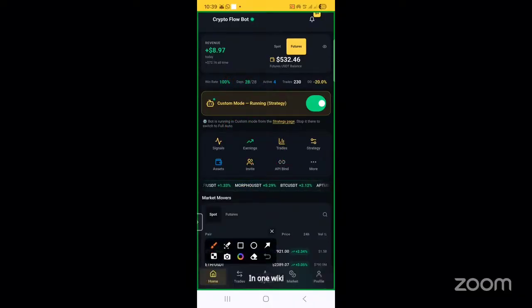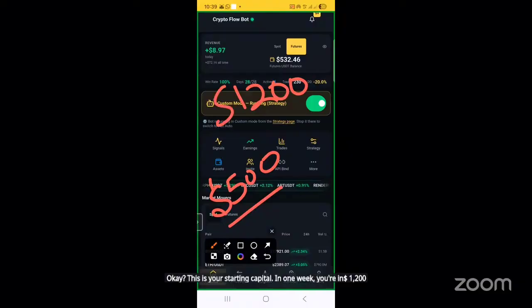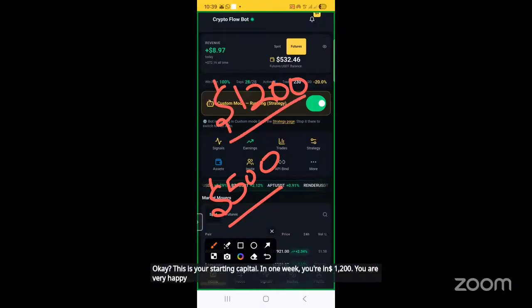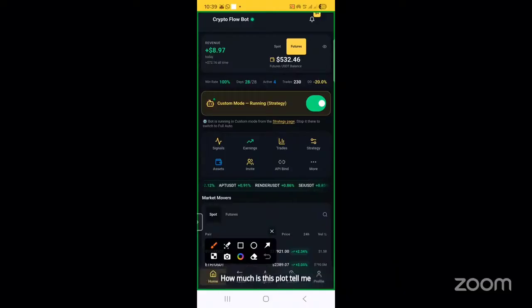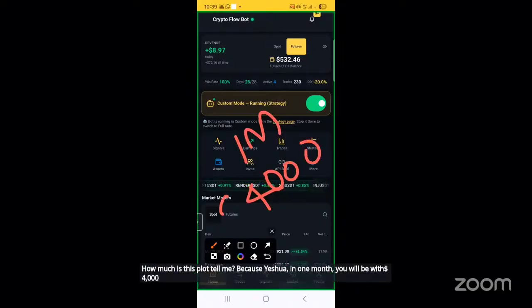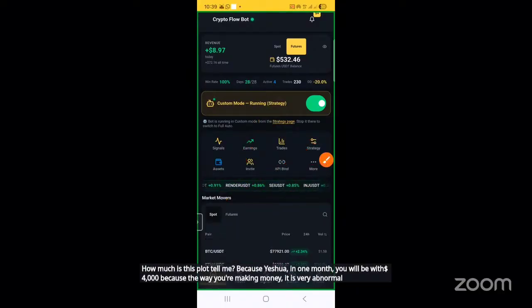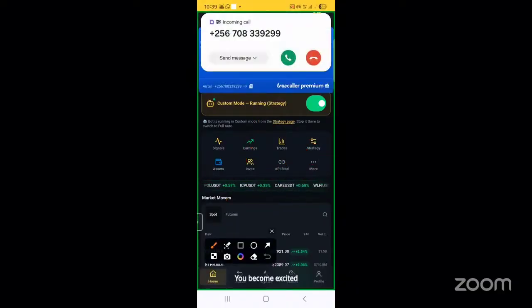Guys, have you seen this scenario? In 1 week, you start with your $500 capital. This is your starting capital. In 1 week, you're at $1,200. You are very happy. Now I'm going to become very rich. You even start going to your village. You start bargaining for land. How much is this plot? Because you're sure in 1 month you will be at $4,000. Because the way you're making money is very abnormal. You become excited.